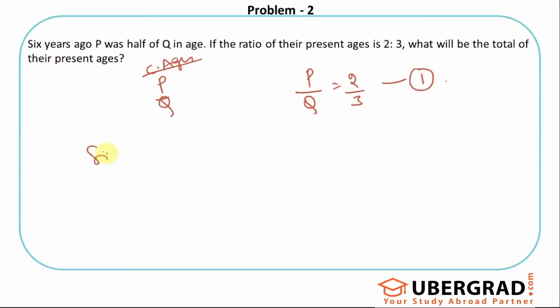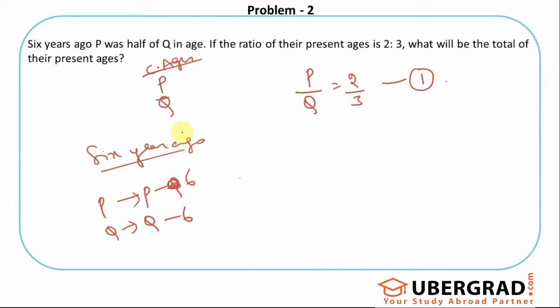6 years ago, what would have been their ages? P minus 6, Q minus 6. 6 years ago, ages of P and Q would have been P minus 6 and Q minus 6. So P was half the age of Q. This is how the equation would look. So P minus 6 is equal to half into Q minus 6. Now I have two equations, two variables P and Q. I just need to find them and add P plus Q.